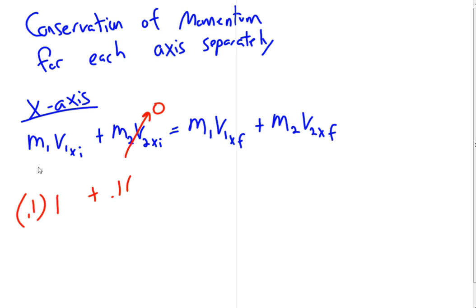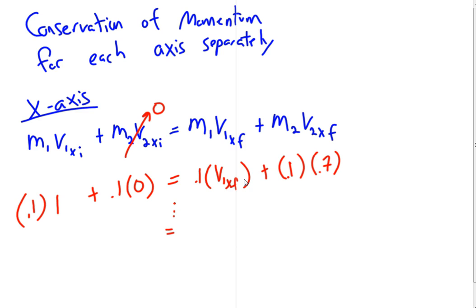If we plug in the values, we have 0.1 for the mass of object 1, it was traveling at a velocity of 1, plus, just to make it a little bit more explicit, 0.1 times 0, equals 0.1 times the velocity of object 1 in the x direction final. That's the part that we don't know. Plus 1 times 0.7. So that is the correct number right there for the x. If you set this equal to 0, subtract this from both sides, and divide by 0.1, we end up with a nice velocity of object 1 in the x direction final of 0.3 meters per second. So it is traveling to the right.